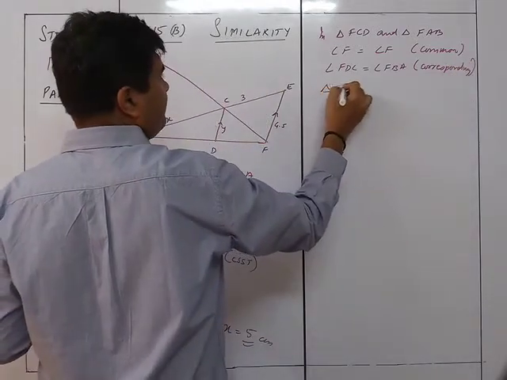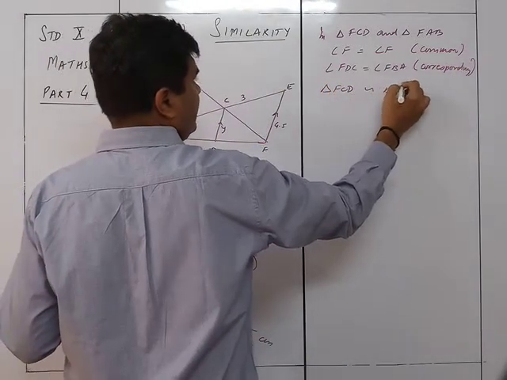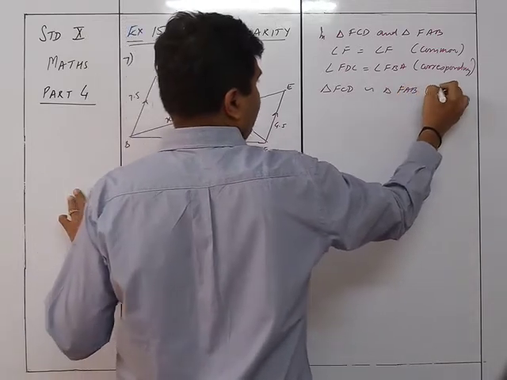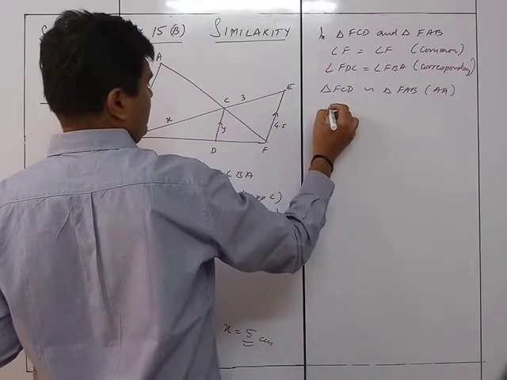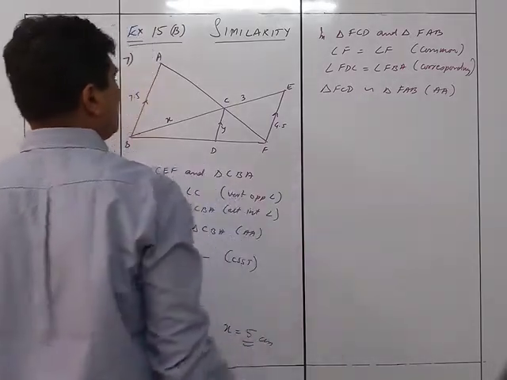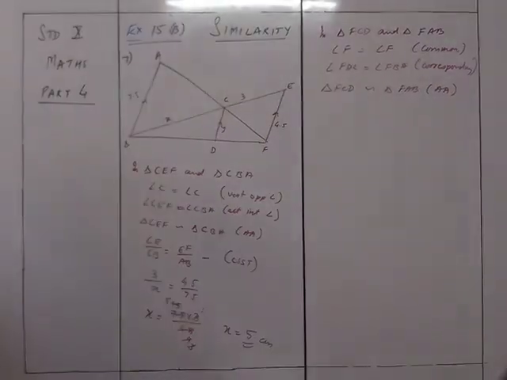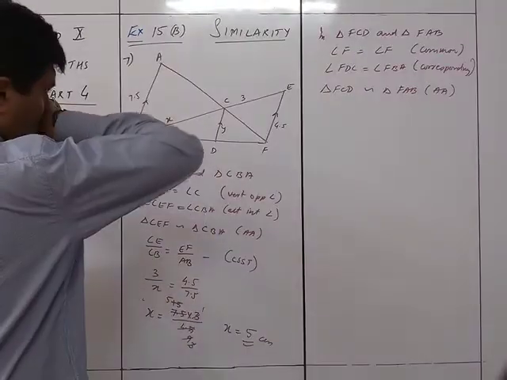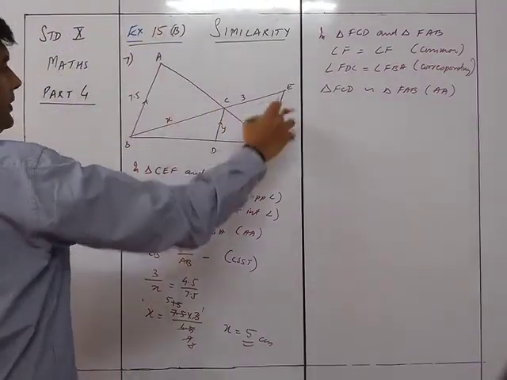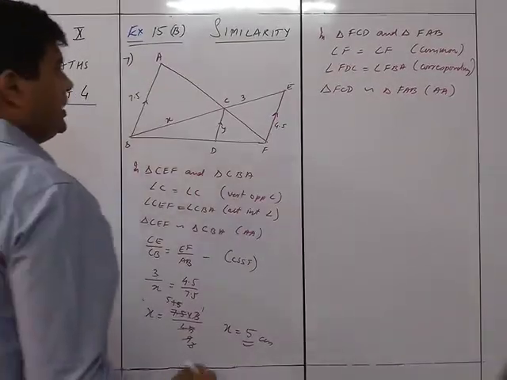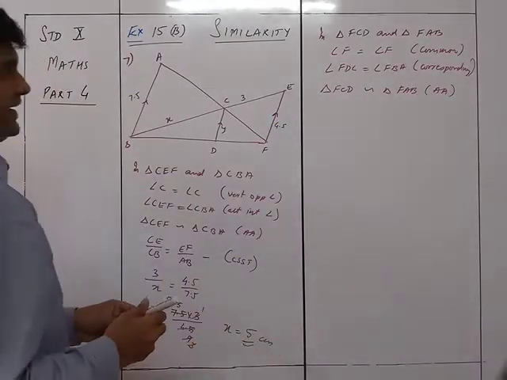Therefore triangle FCD is similar to triangle FAB by AA test, and accordingly you will be having that. What do you want? You wanted Y, you have to take this one. Okay, I'll do it again. I'll just change the things.